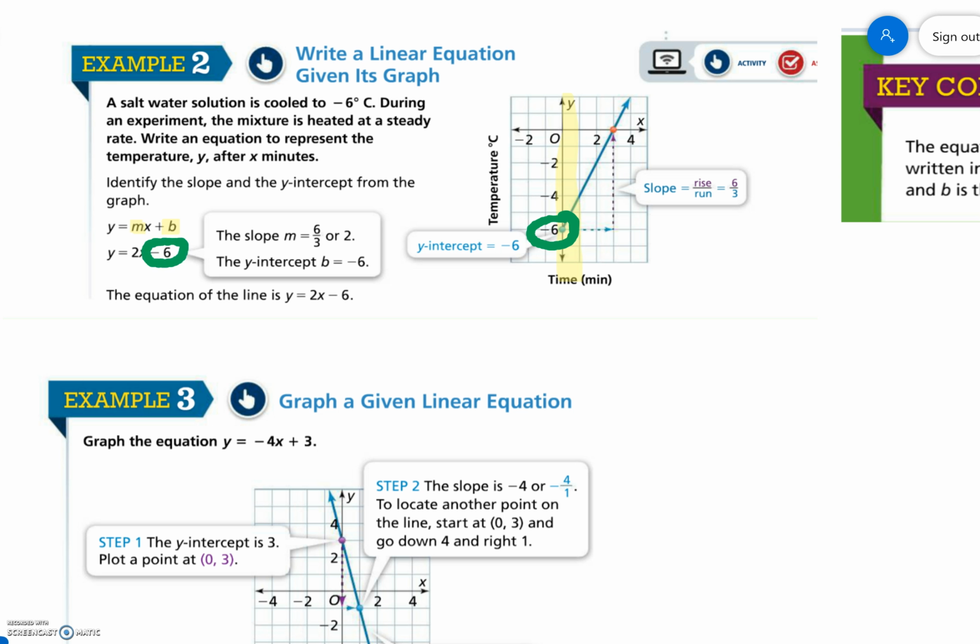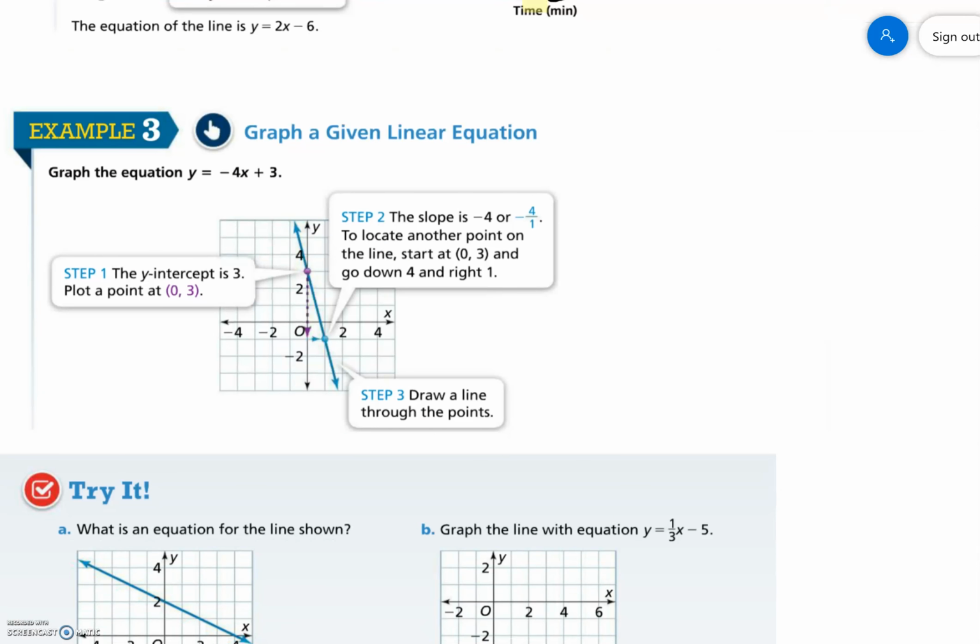They also looked to see what our slope was. Well, rise over run. The run is 1, 2, 3. The rise is 1, 2, 3, 4, 5, 6. Rise over run, 6 divided by 3 equals 2. So the equation of the line is y equals 2x minus 6. You could also say y equals 2x plus negative 6. Same answer.